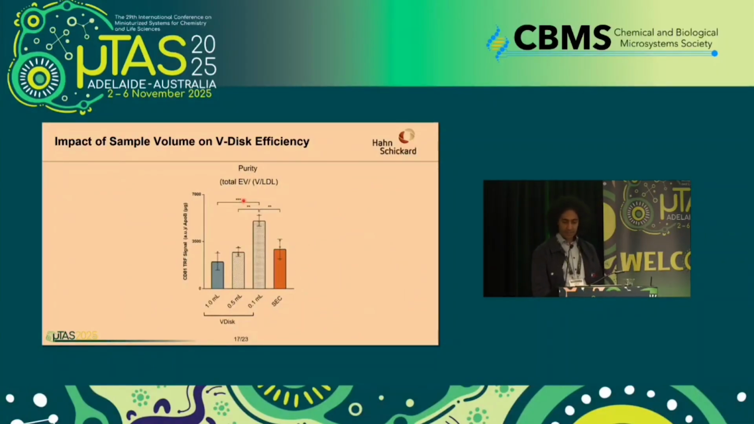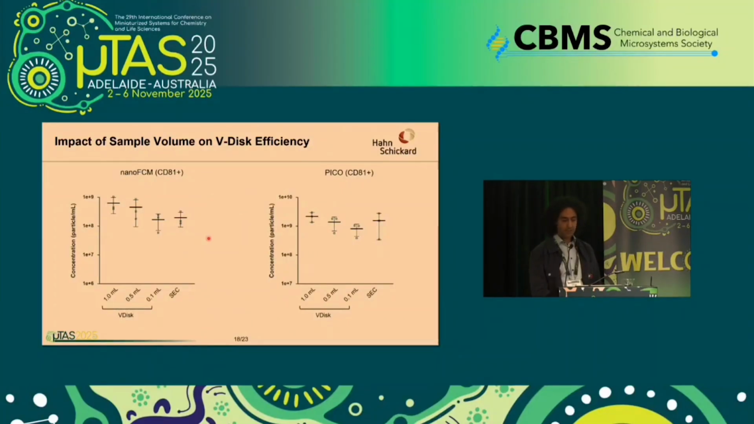And what you can see here is the purity in terms of EV per VLDL and LDL. However, in this case, interestingly, 0.1 ml of plasma processed on the VDisk showed the best results. And all these measurements were also repeated with the CD9 marker, and we got the same behavior from the different variations of the VDisk.